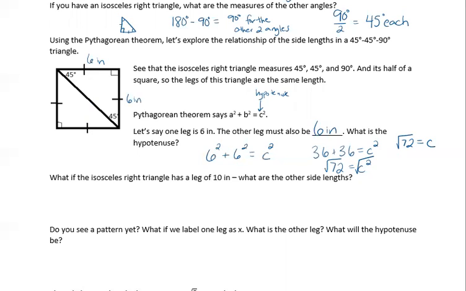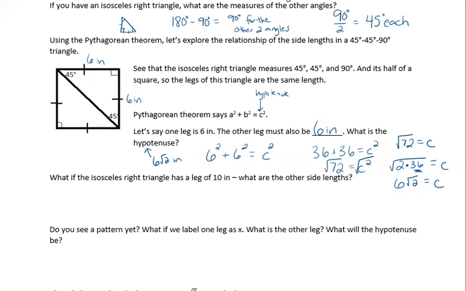I just added 36 twice. So 2 times 36 to get my 72. When I have things multiplied inside the square root, if there's a perfect square, we can take the square root of it and take it out. So the square root of 36 is 6. And the 2 is still inside the square root. Because we can't take 2 out of the square root, this is as simplified as it gets. So our hypotenuse is 6 square roots of 2 inches.